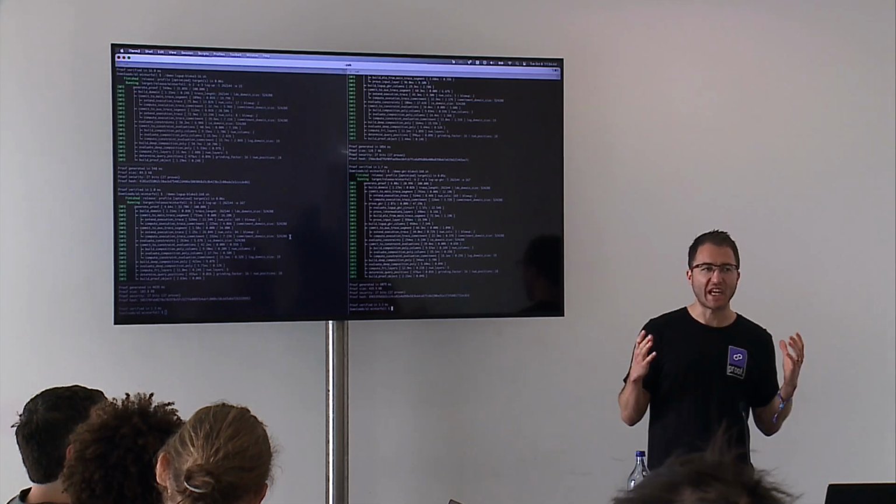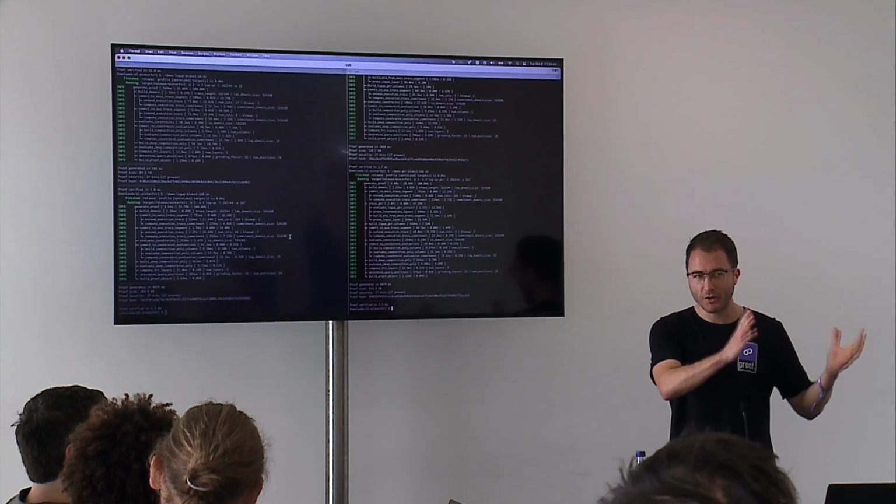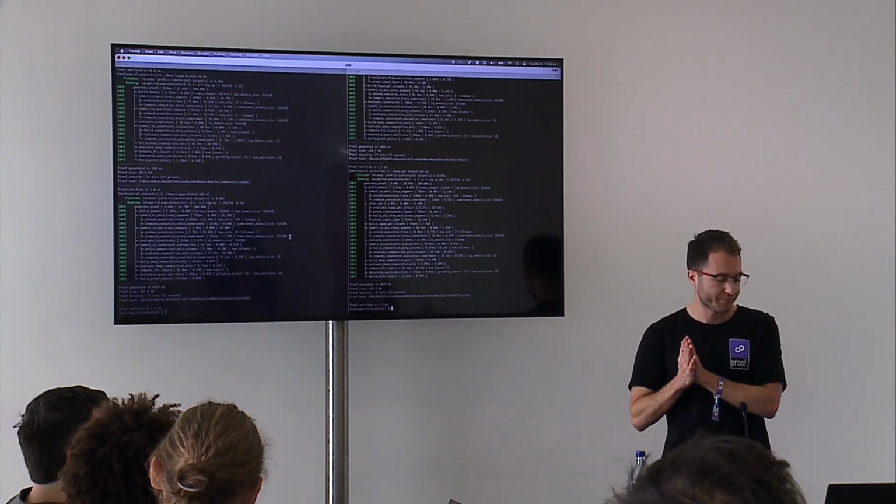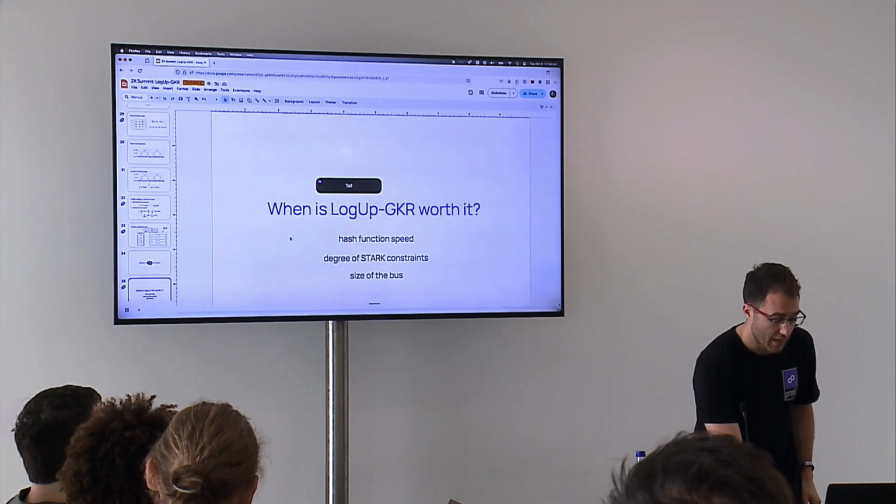the main framework that we have is the cost of all these helper columns versus the overhead that GKR gives you. I'll leave it at that.